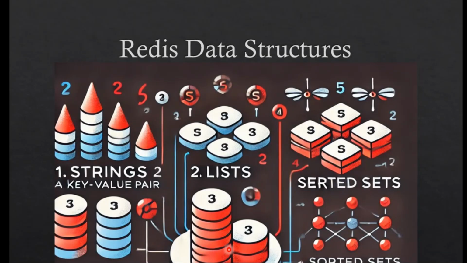We can use multiple data structures in Redis like string, list, sorted sets, and sets, hash, key value pair. Okay, you can have multiple things. I'll create more video on this for further implementation and uses for Redis.